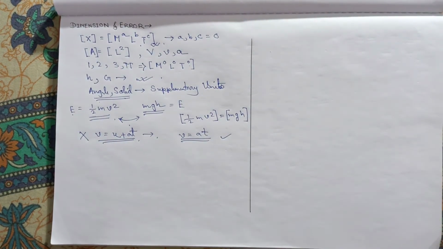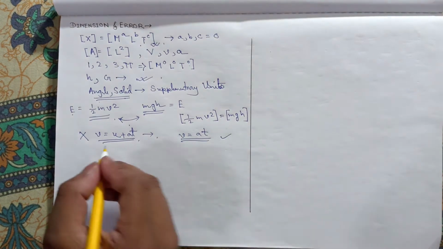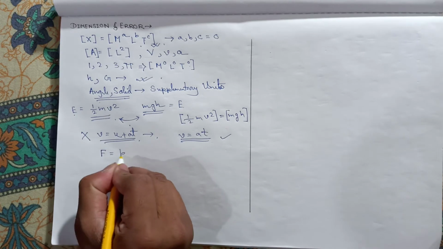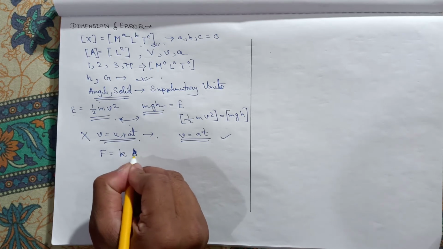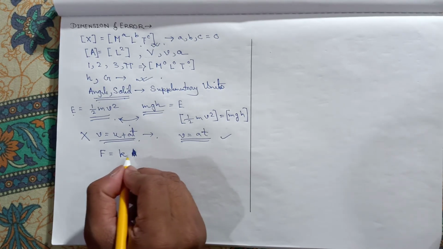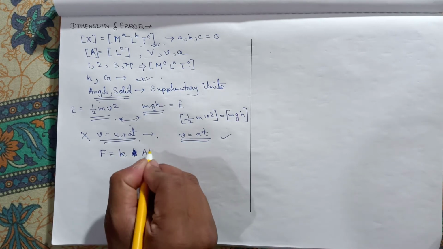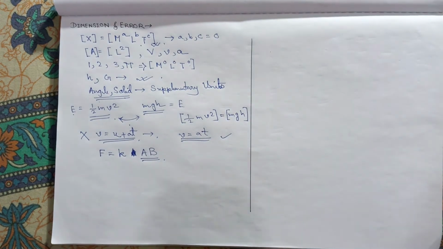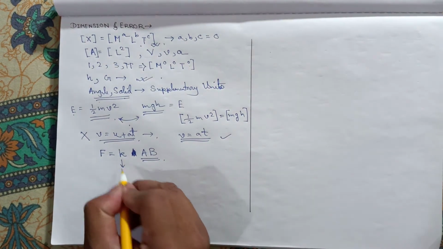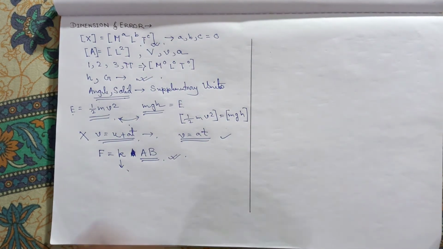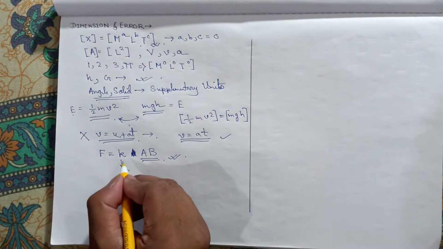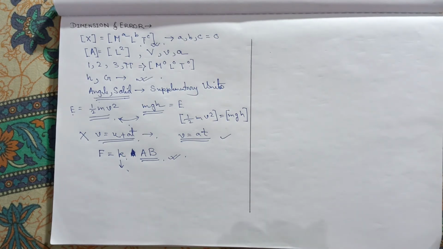One more limitation: if there is a dimensionless constant. Suppose force is related to k, a and b, where a and b have some finite dimensions, but k is a dimensionless constant. From dimensional analysis we can find out a and b with sufficient conditions, but we cannot find the exact value of k. That is one more limitation. So that is dimension.